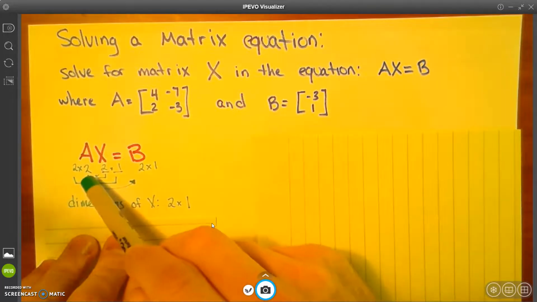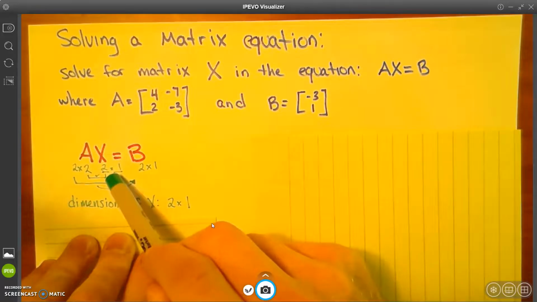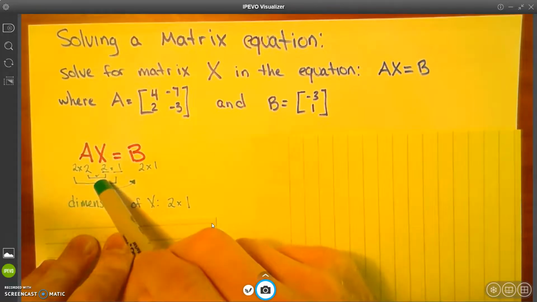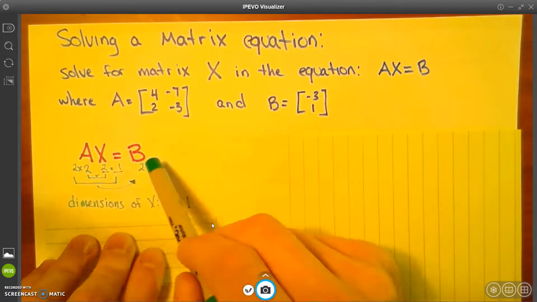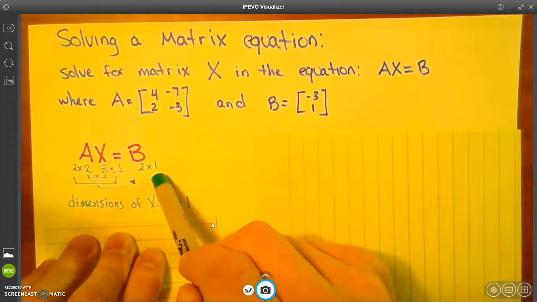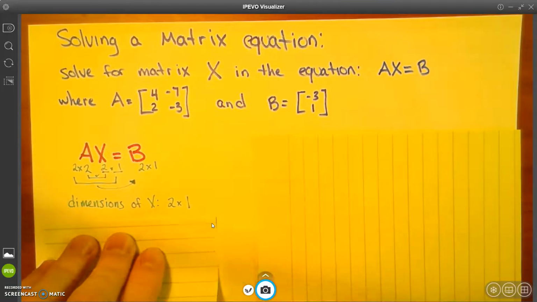multiplying A and X together and getting B, we can figure out the exact dimensions of what X has to be. Keep in mind, the inside numbers have to match, so this has to be a 2, and the outside numbers give me this matrix dimension here, so that would have to be a 1. So I know X is a 2 by 1 matrix.